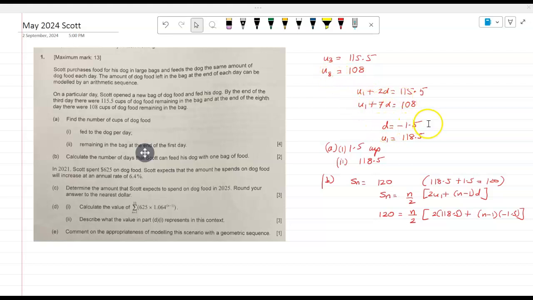Solve it simultaneously. Because every time you're removing 1.5 cups. Minus means you're removing that. So how much is the dog feed per day? 1.5 cup. Then this is at the end of the first day. So what is the end of the 0th day when you open the packet? How much food was there? 120. So the sum of all the terms that you remove can't be 0, no? It has to be 120. So how many days are you getting?